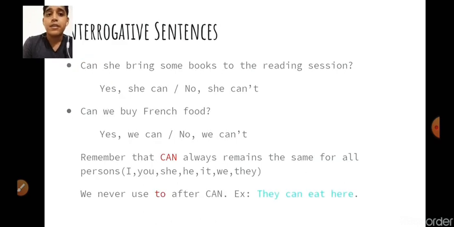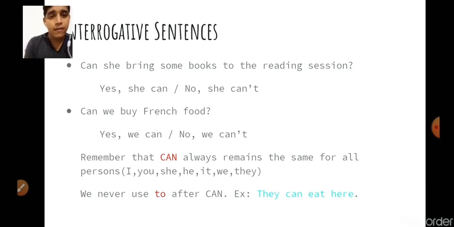Now, let's go for interrogative sentences. As with any interrogative sentence in the simple present, we are going to use the same structure with the modal verb can. Okay? So, can she bring some books to the reading session? And obviously, any question has an answer. We can say, yes, she can, or no, she can't. Another example, can we buy French food? Yes, we can, or no, we can't.